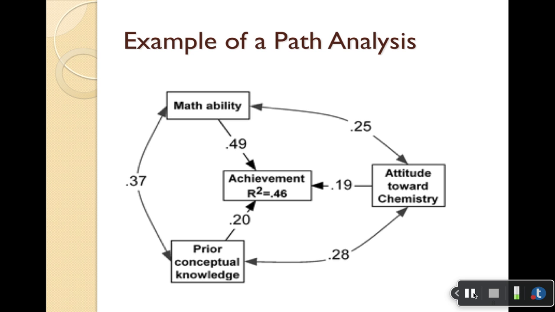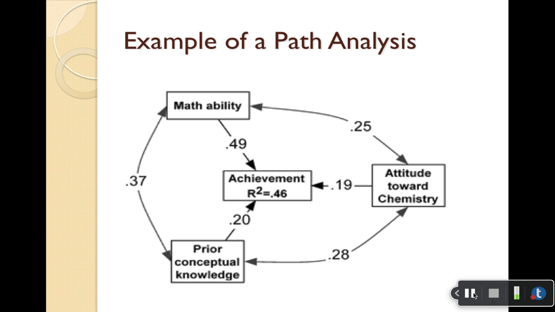So let's look at an example. This is something that you might see in a journal article. As you can see, we're interested in a couple of variables here. We have this idea of achievement in the very center. We think that achievement is related to some other issues, such as your math ability, your attitude towards chemistry, and your prior knowledge that you have on these topics.